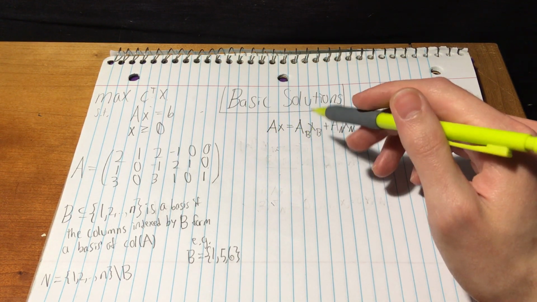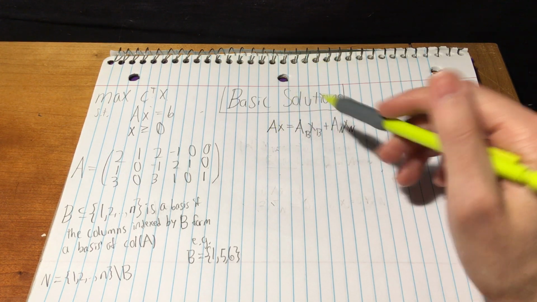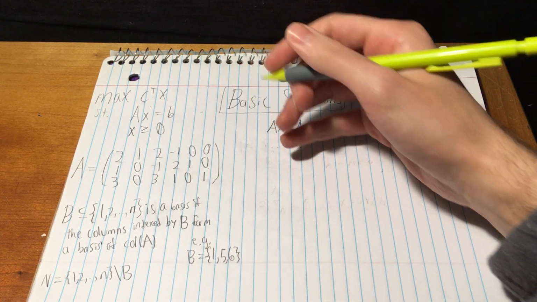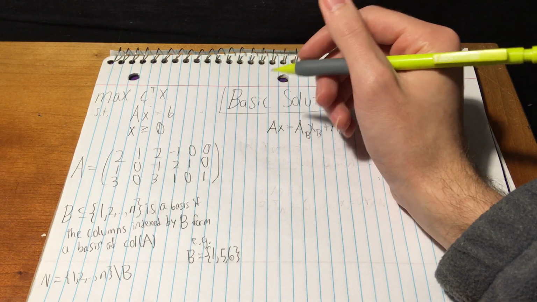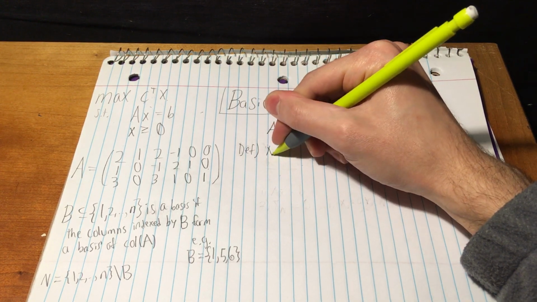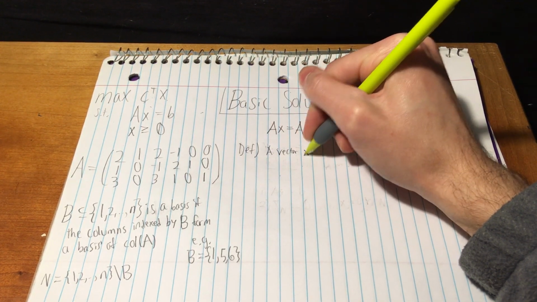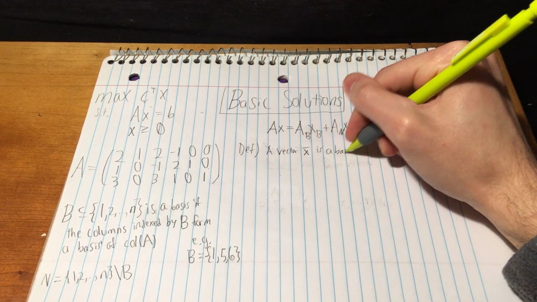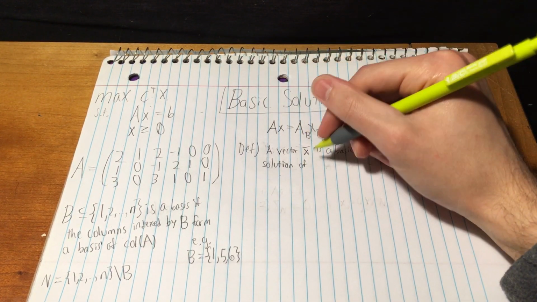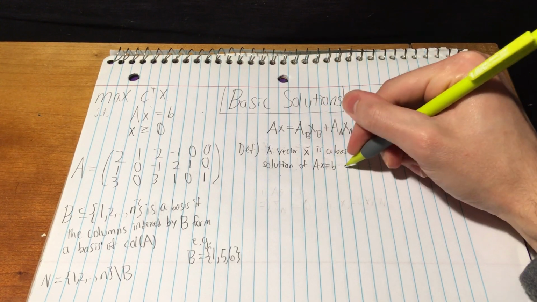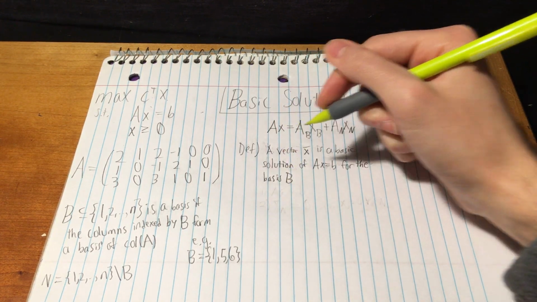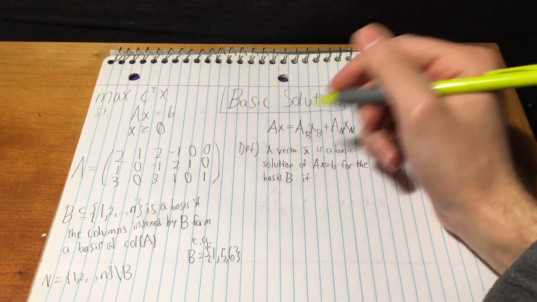Now in this video, we would actually like to carry on with this and actually solve Ax equals b in a convenient way. And so to that end, we're going to make a definition. So we're going to start now with the definition. We'll say a vector x bar is a basic solution of Ax equals b for the basis B, capital B, if two conditions hold.